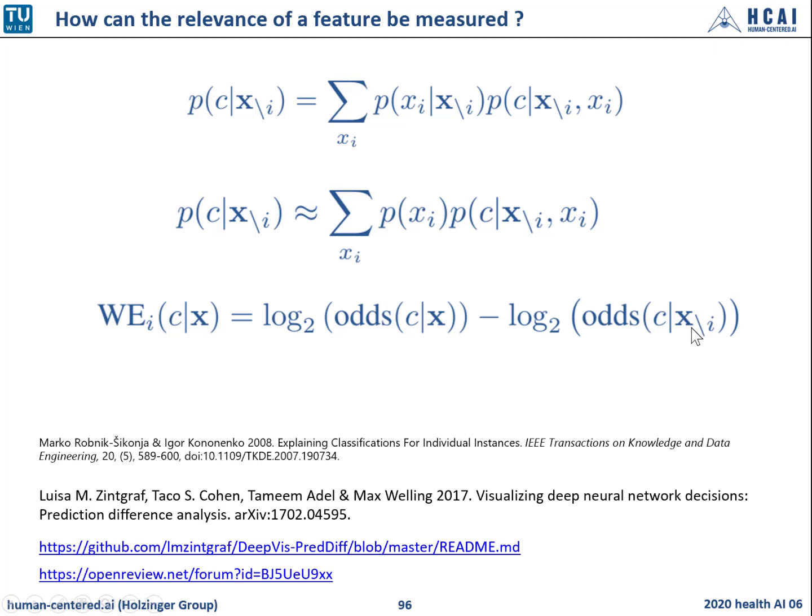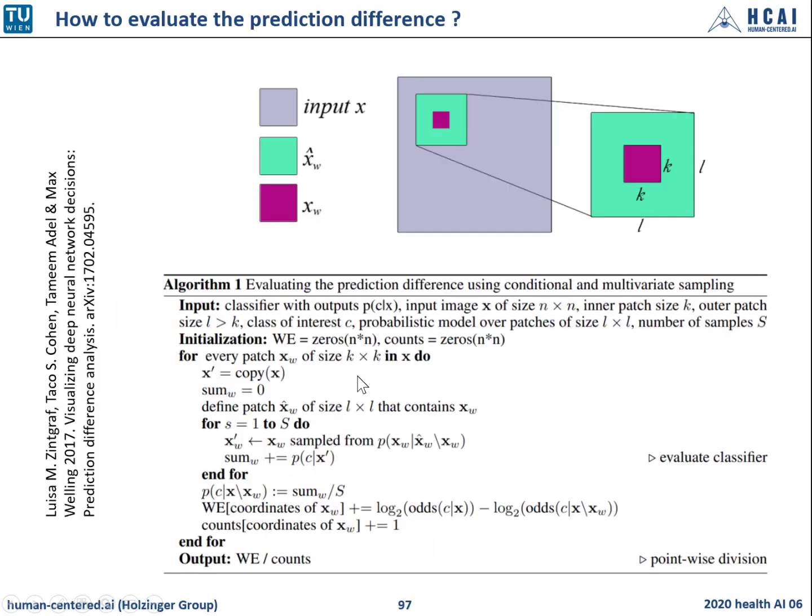p of c given x without i is the evaluation of the prediction when the feature is unknown. So here the first option is to label the feature as unknown, which only few classifiers allow. And the second is to retrain the classifier without the feature. So we will see the practical implementation on the next slide.